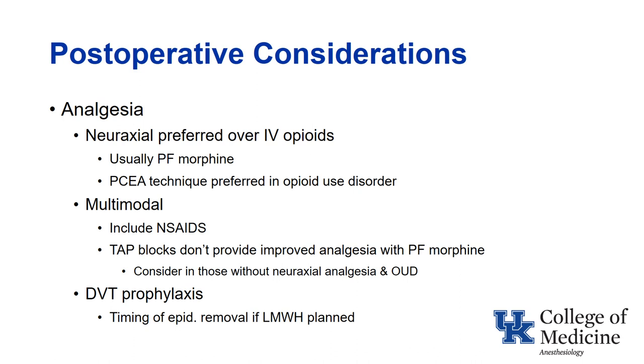Now, what about postoperatively? What considerations do we have there? Well, one of our responsibilities as the anesthesiologist is to make sure that the patient receives good postoperative analgesia. This is an important component of enhanced recovery after cesarean. Generally, we prefer to use neuraxial opioids over IV opioids. And the vast majority of patients in our practice and throughout the United States will receive the bulk of their postoperative cesarean analgesia via the use of epidural or spinal preservative-free morphine or Duramorph. It's considered kind of the gold standard in terms of post-cesarean analgesia.